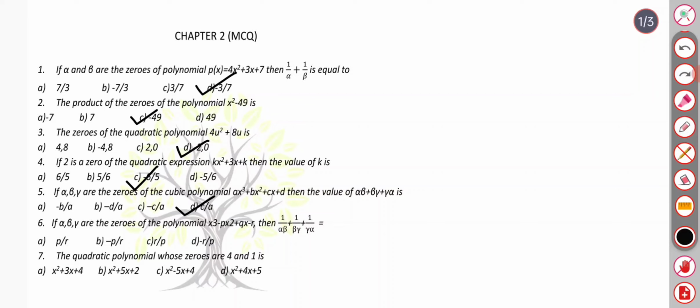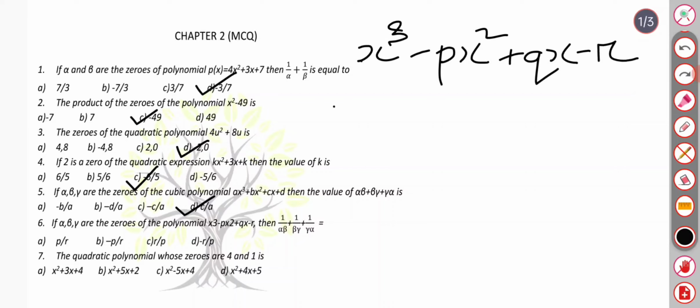So let's move to question number 6 now. If alpha, beta, gamma are the zeros of the polynomial x cube minus px square plus qx minus r, then find 1 by alpha beta plus 1 by beta gamma plus 1 by gamma alpha. अच्छा, हम लोग को इक्वेशन क्या दिया है इस बार? इक्वेशन दे हैव गिवन x cube minus px square plus qx minus r.